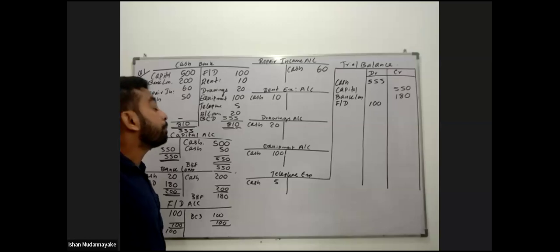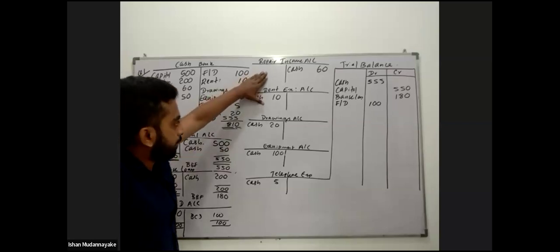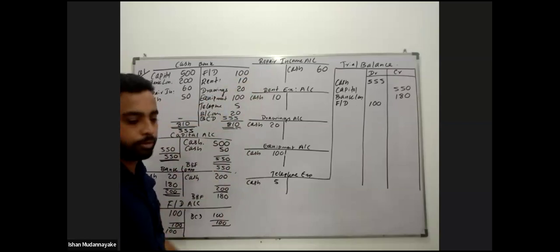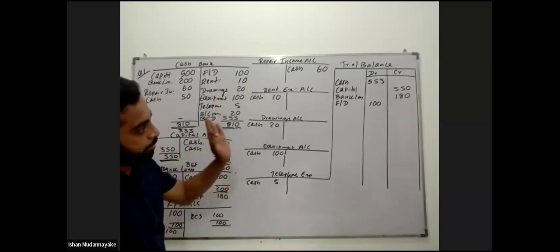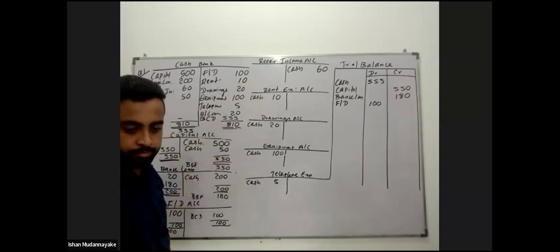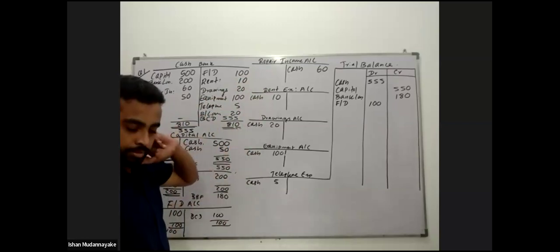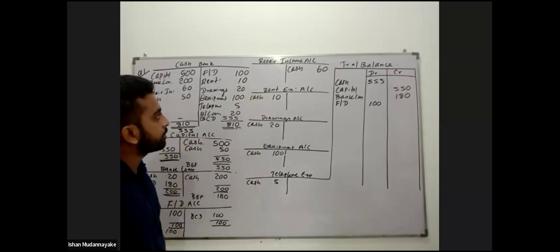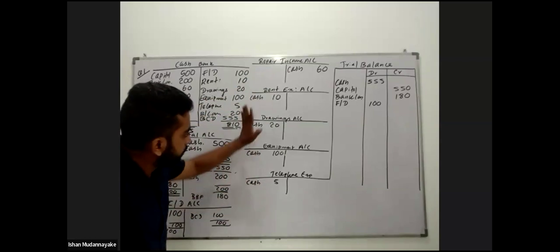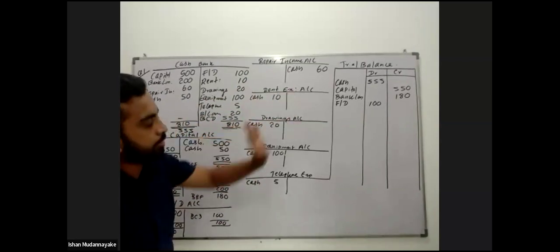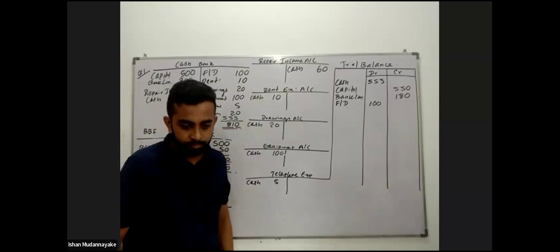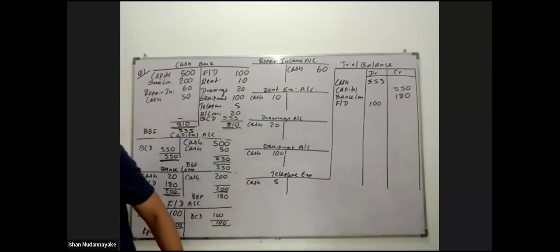Right, students, please balance the repair income account, rent account, drawings account, equipment and telephone account. Balance these ledger accounts, and then transfer those balances to the trial balance. I will give you 5 minutes. Try to balance these ledger accounts and transfer the balances to the trial balance.